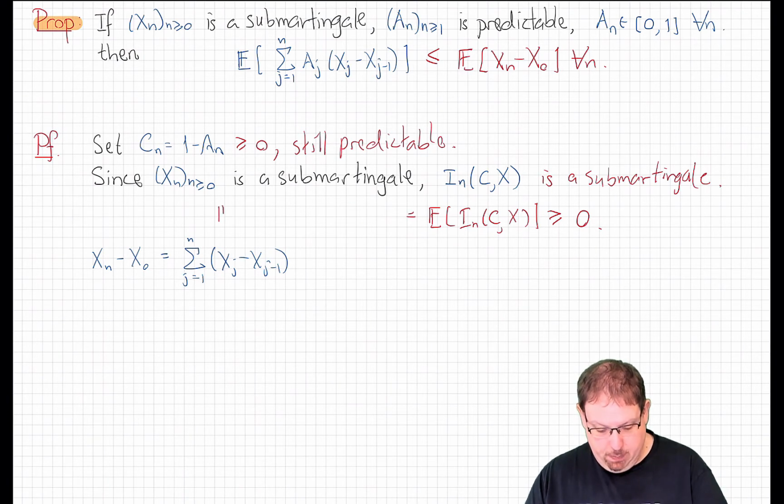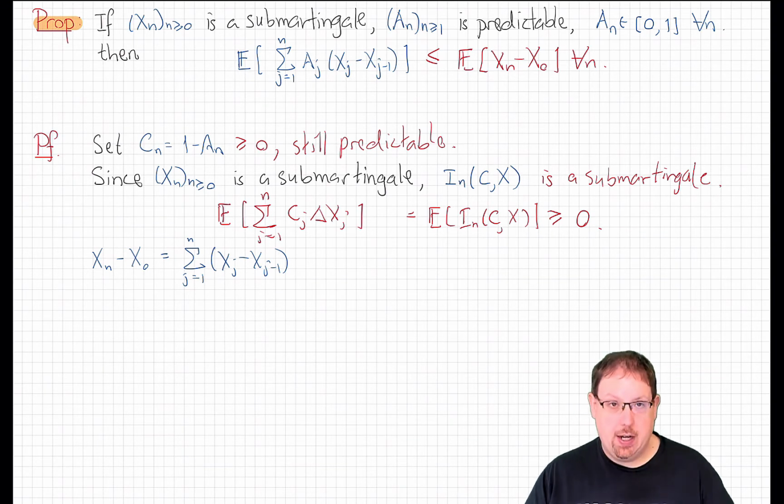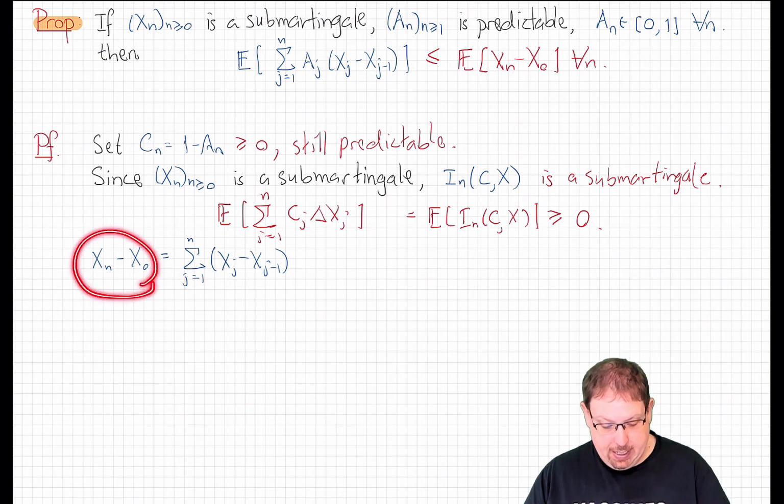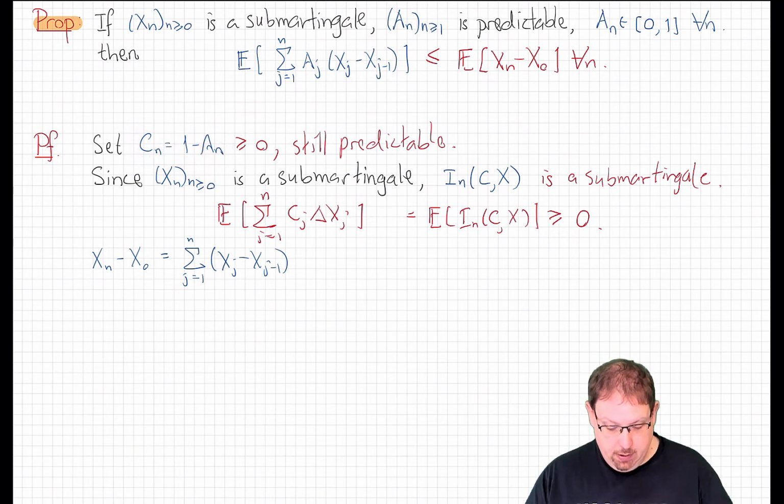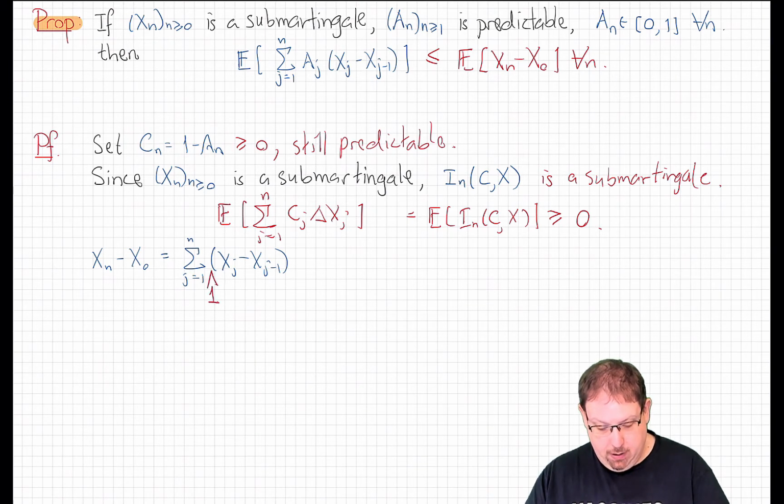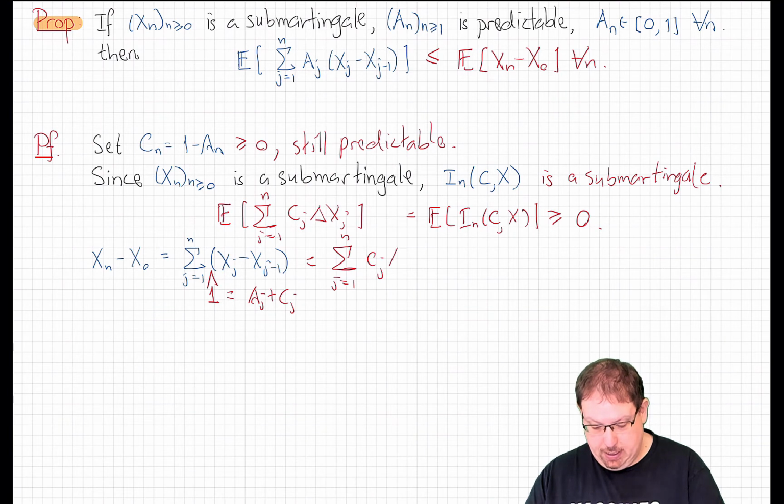So that's the expected value of the sum, j going from 1 up to n, of Cj delta Xj. That expected value is non-negative. But if we now just use the telescoping property to expand Xn minus X0 as we did before as the sum of all of the increments of X, and now we note that Cn plus An is constantly equal to 1, we can put in that 1 here in the form of Aj plus Cj, and write this in the form the sum, j going from 1 up to n, of Cj delta Xj, plus the sum, j going from 1 up to n, of Aj delta Xj.